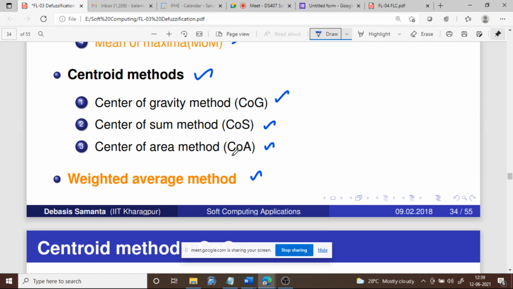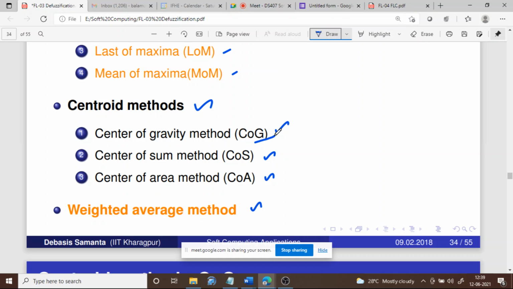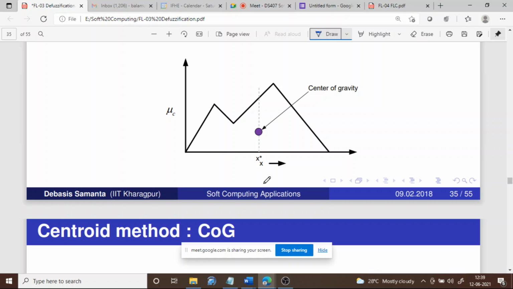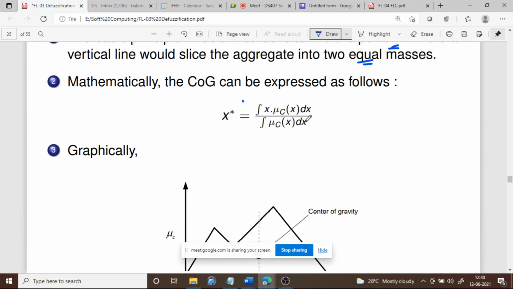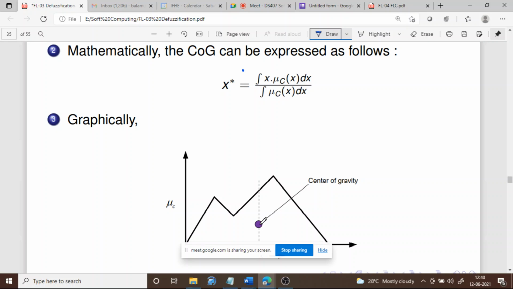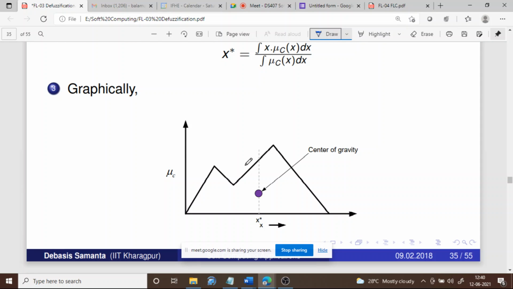There are three types of centroid methods we will be discussing. One is center of gravity, the other is center of sum, and the other is center of area method. First let us start with center of gravity. The basic principle in the center of gravity method is to find a point x star from the membership plot where a vertical line would slice the entire area into two equal masses. If you draw a vertical line over that point, it should divide the entire graph area into two equal halves.